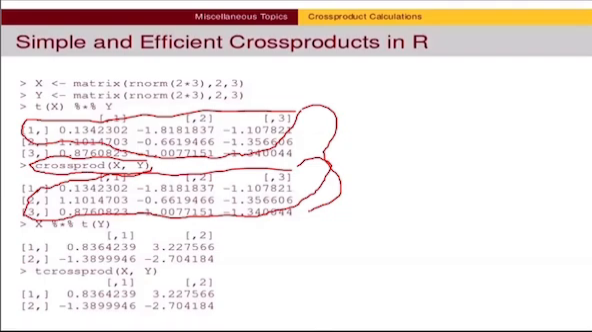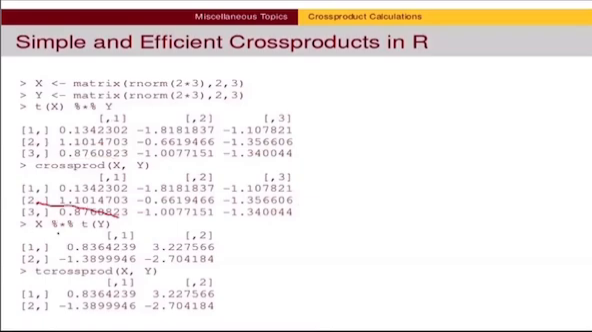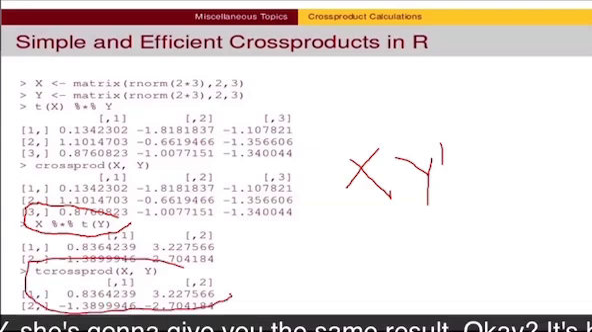Okay, now what about the other type of product that I talked about? This is S, Y transpose. That's why you see T on Y. Can you see that? Or you write T cross prod XY, which still gives you the same result. That's how to navigate this in R.